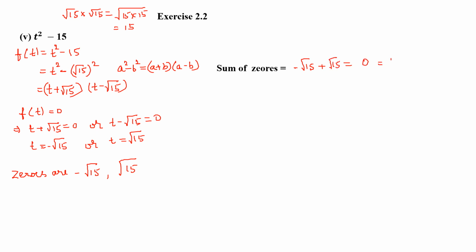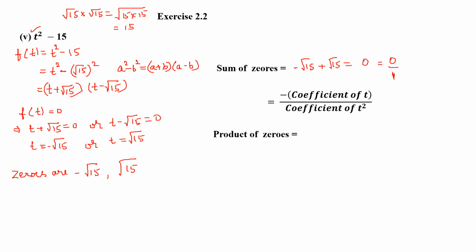Which further I can write as 0 by 1. And what is 0 here? See, the coefficient of t is not there. It means coefficient of t is 0, divided by 1, the coefficient of t square, isn't it? So it verifies minus of coefficient of t by coefficient of t square. Coefficient of t is 0, so minus times 0 will be 0 only.